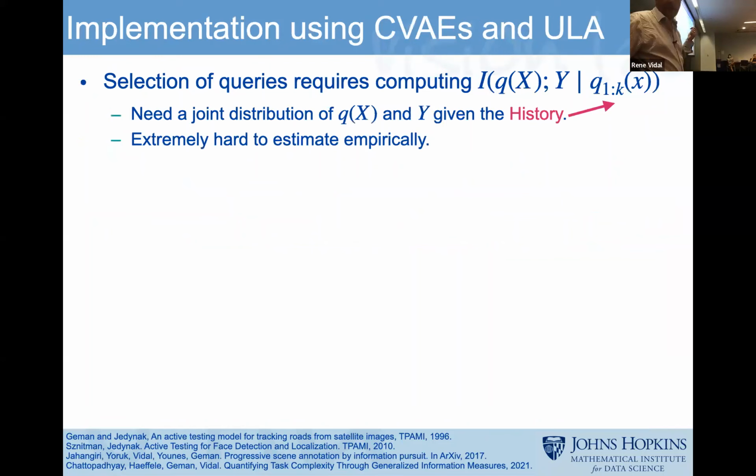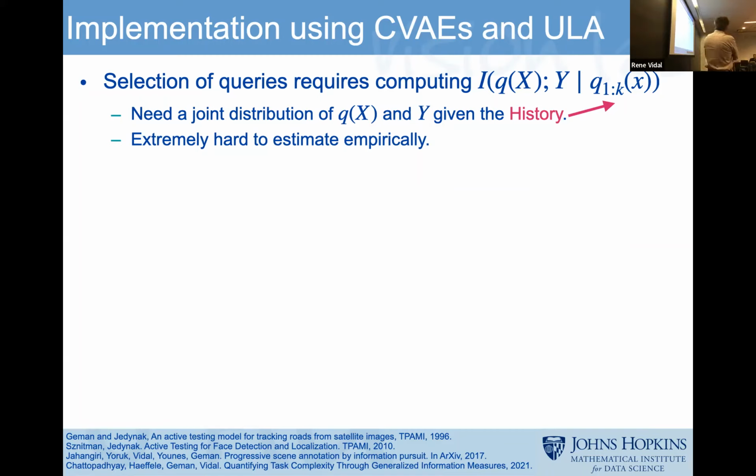Okay, so I've already said this. This remains intractable. This remains difficult because you need this joint distribution of Q of X and Y given history, which is extremely hard to estimate empirically. Think about X being images.